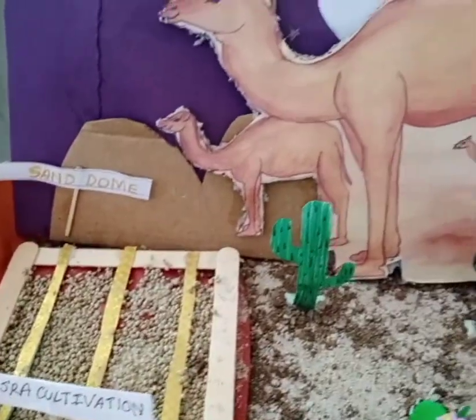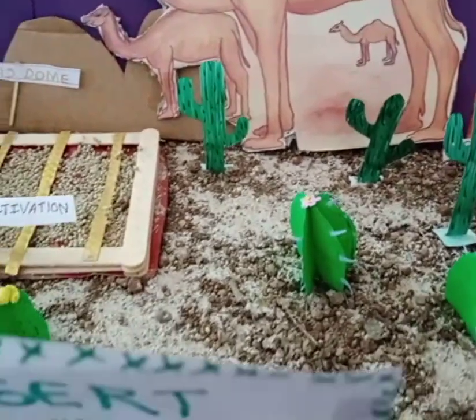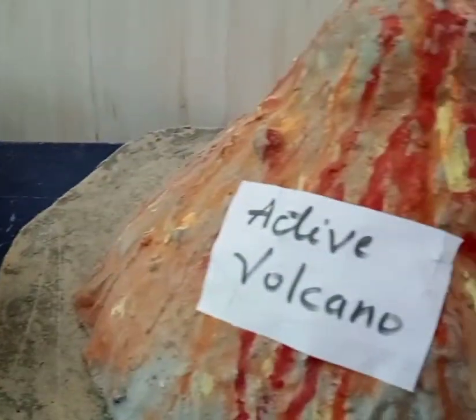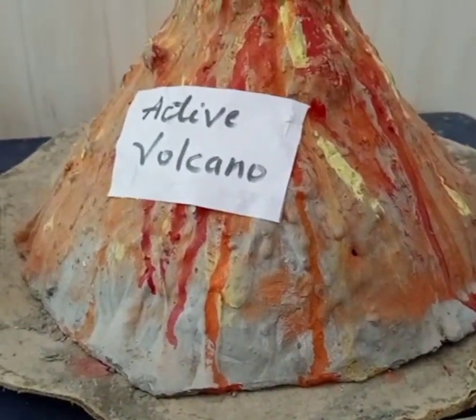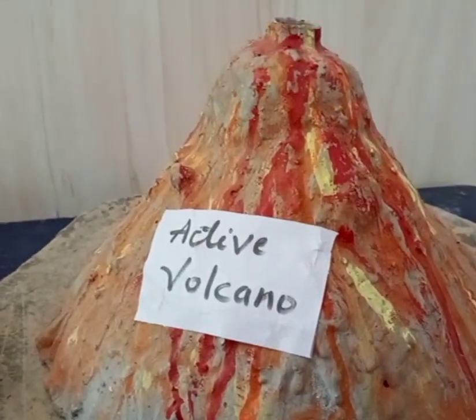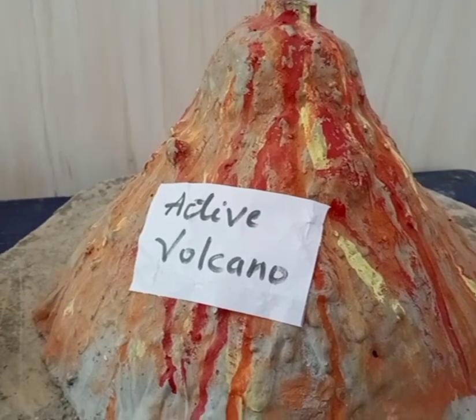So you can see, these are all the different types of physical features found on the earth. This is the model of an active volcano.